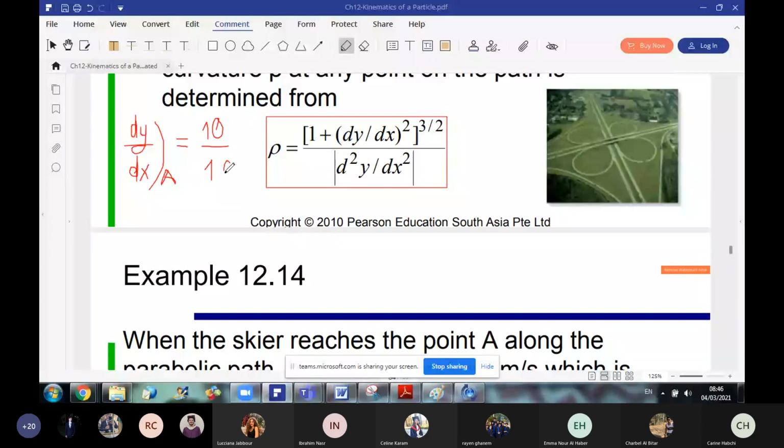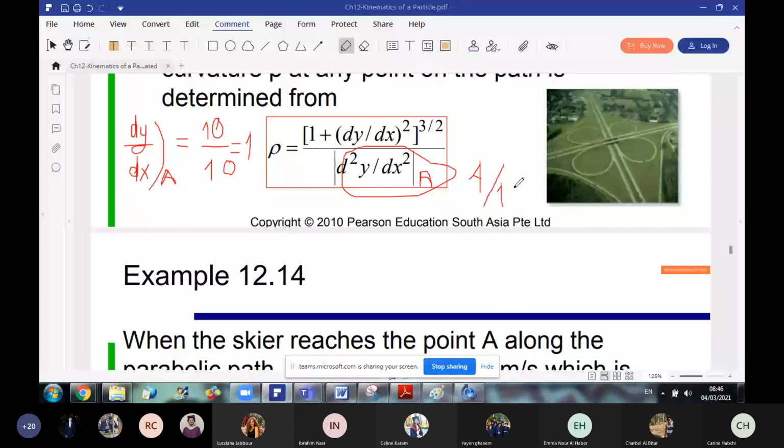Okay, and the second derivative is 1 over 10. The second derivative is 1 over 10. So at point A, this value is replaced by 1 over 10. Okay. So now I can just replace in the equation and find the value of rho.